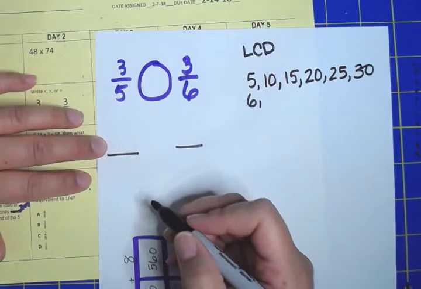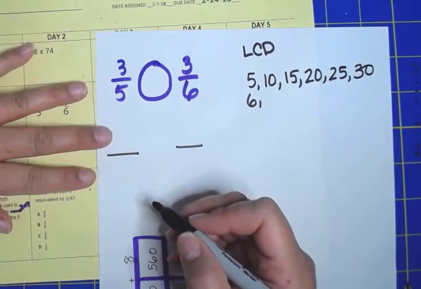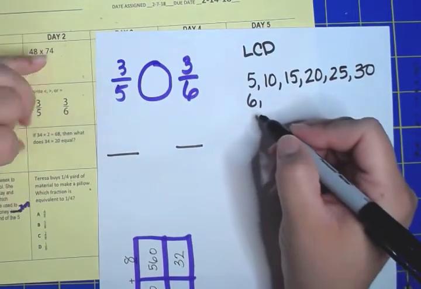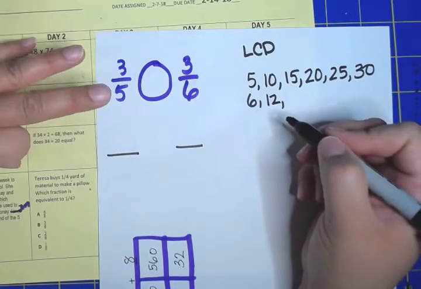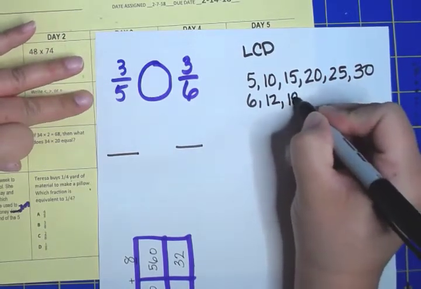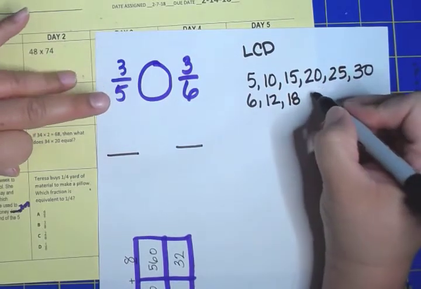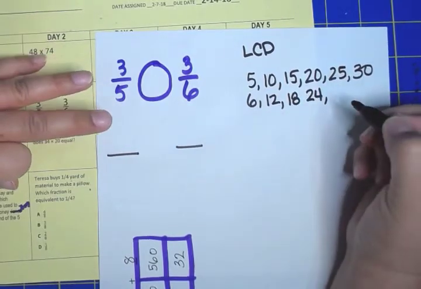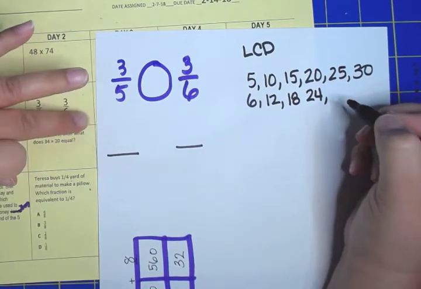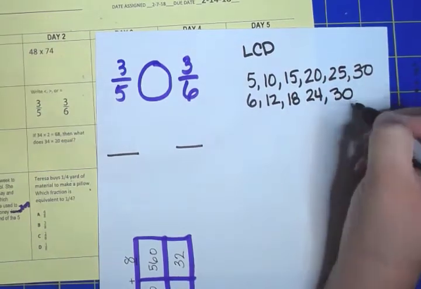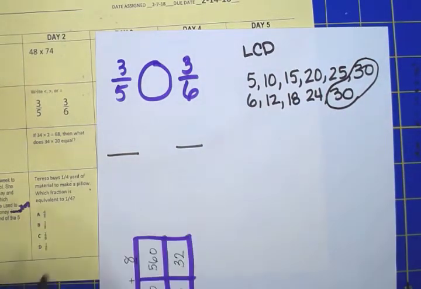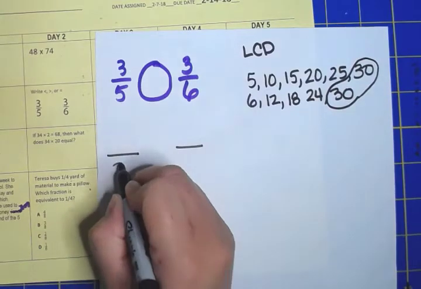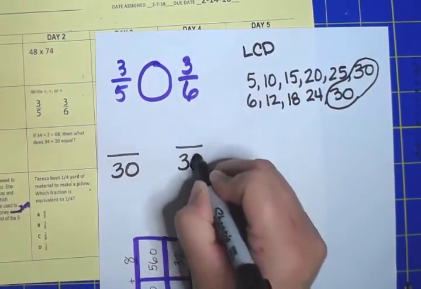Multiples of 6. Now, if you don't know your multiples of 6, which is your facts of 6, then you need to use your fingers and count. 6, 12, 18, 24, 30. And that's where I stop because I see the first number that they have in common, which will be their lowest one. So I write it here for my new fraction.